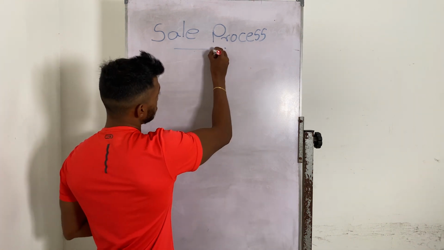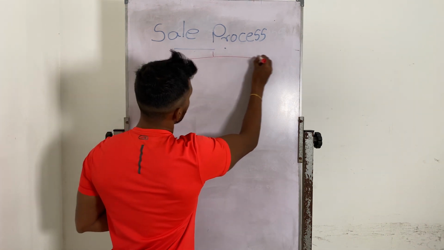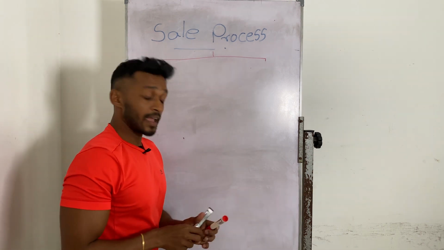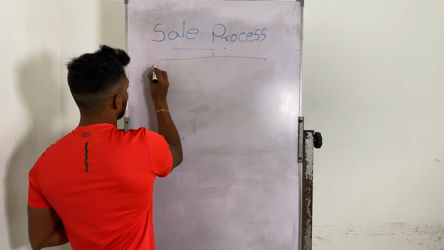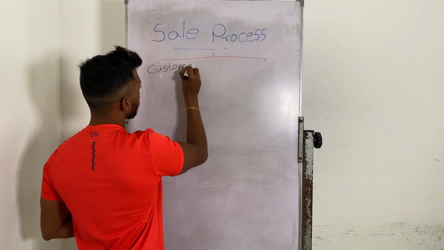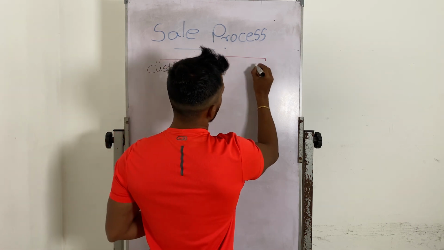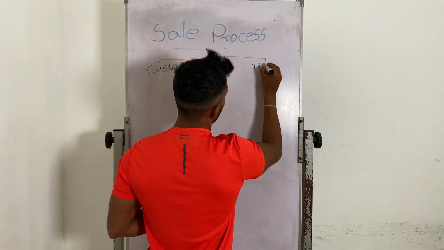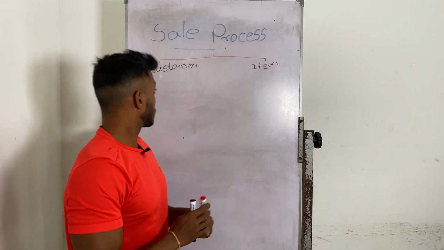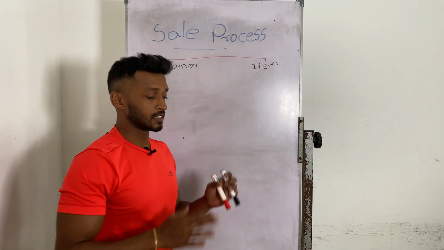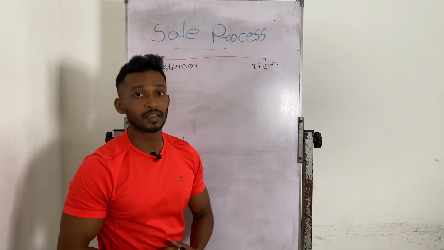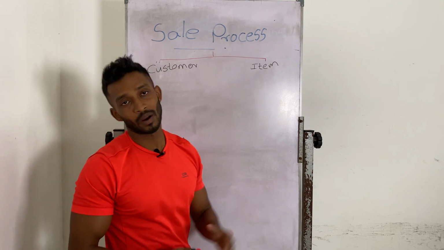When it comes to the sales process, before the sales task, we have to identify two main factors. The first factor is the customer, and the other factor is the item. Before doing the sales process, we first have to identify customers. Customer means the person or entity who is going to purchase our goods, and you know what the items are.